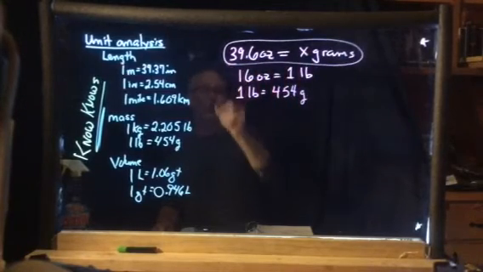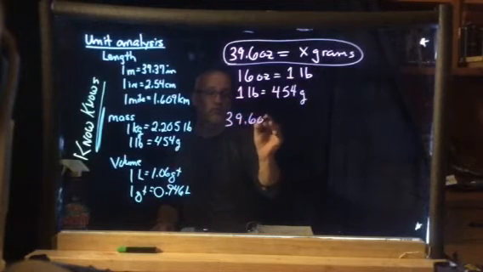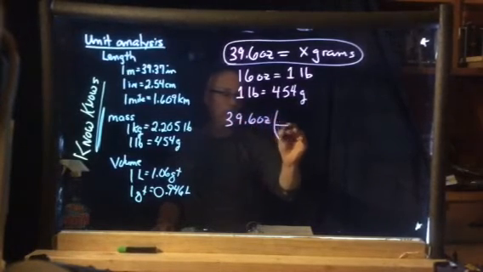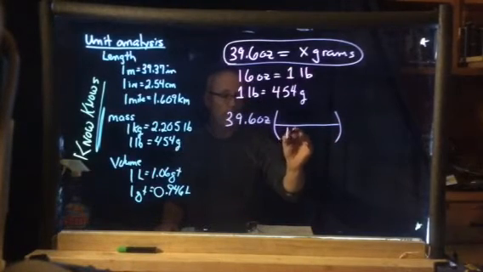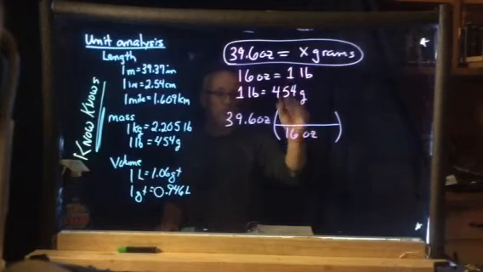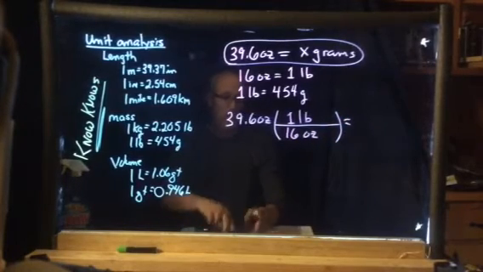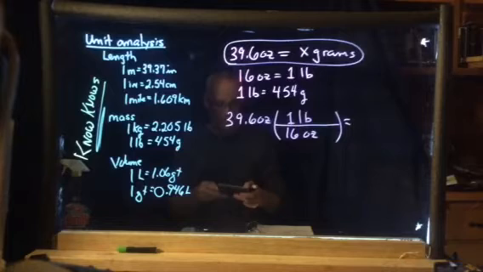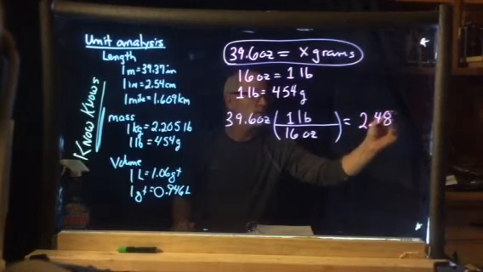So we start out with what we want to convert. 39.6 ounces. And we know that there is 16 ounces in 1 pound. So then we put that in the calculator. 39.6 divided by 16, 2.48 pounds.